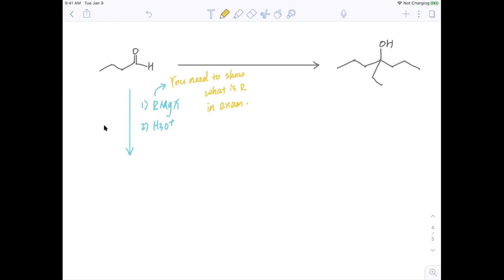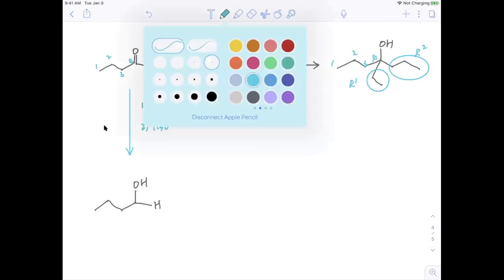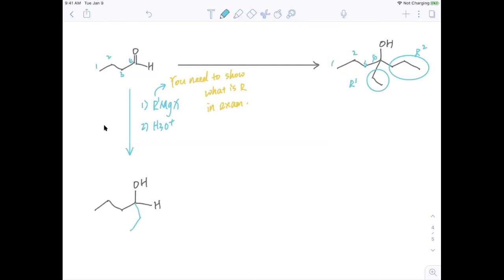So let's start to count. Here is 1, 2, 3, 4. 1, 2, 3, 4. So I know this is going to be one R, and this is going to be another R. So this is R1. This is R2. So if I have R1MgX, what am I going to have? So this is hydroxyl, and this is the original H. And my R1, which is an acyl, is going to be like this. So what else? I just need to oxidize that again.